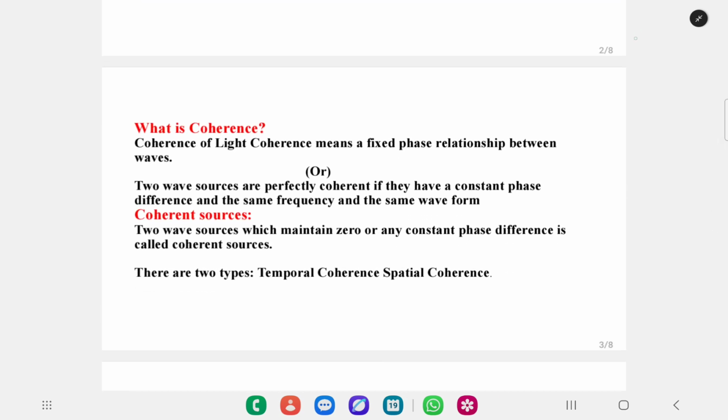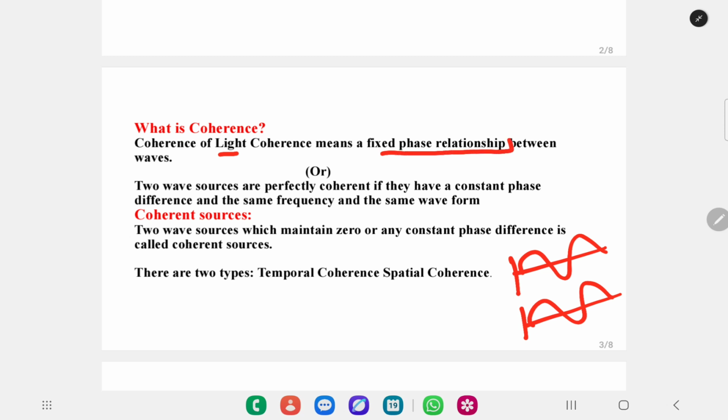Now, what is coherence? Coherence of light means a fixed phase relationship between waves. Let us take two waves. In these two waves, you should have a fixed phase relationship. The phase difference should be either zero or some constant. There should be no phase difference, or if at all a phase difference is there, that phase difference should be constant.